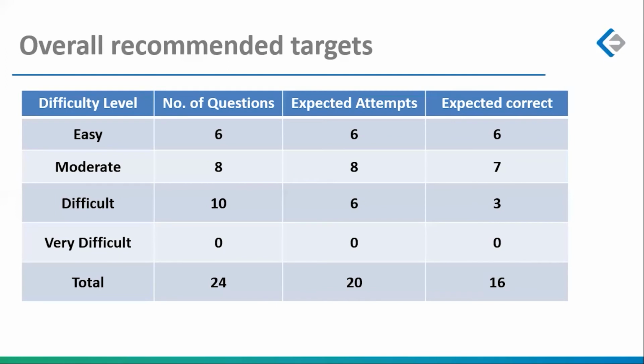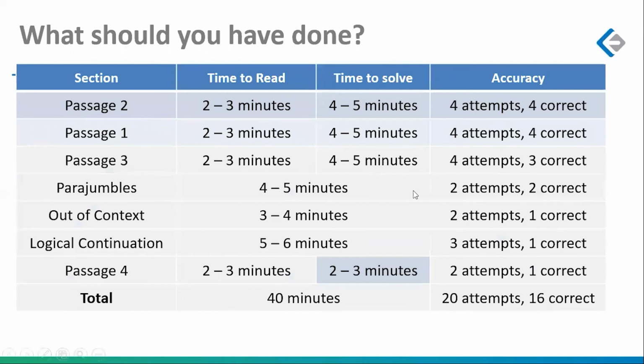This would lead me to 20 attempts, 16 correct. Yes, 16 into 3, 48, minus 4, 44. That was the good score in this test. What should you have done?